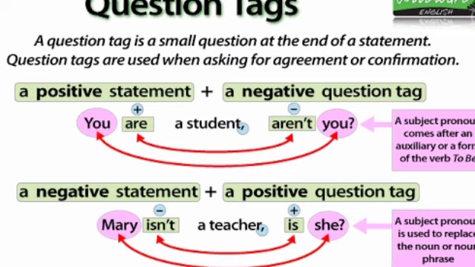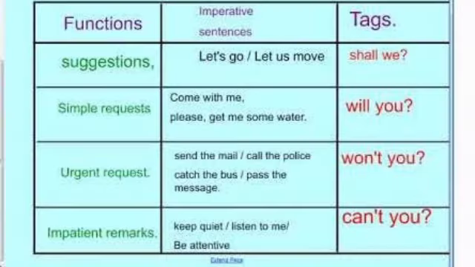Once again, a positive statement always takes a negative tag and a negative statement always takes a positive tag. And if there is no auxiliary verb in the statement, then take the form of do, does, did. In the case of imperative sentences, if it is suggestion, that is let's go or let us move, use the tag shall we. For simple request, will you. For urgent request, won't you. And for impatient remarks, can't you.